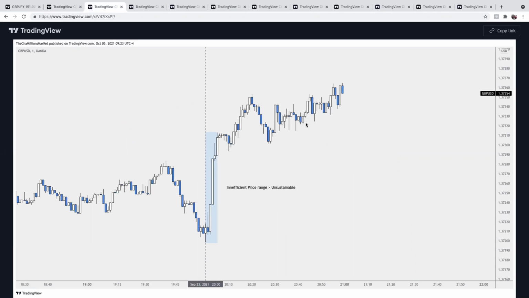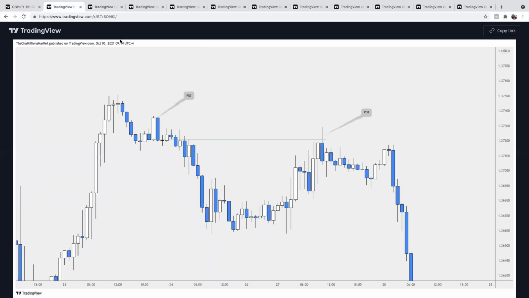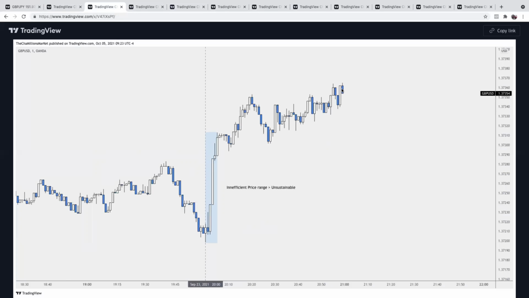One of the very first things I like to see in a supply or demand zone is I love to see inefficient price range, an unsustainable range that essentially came, in this case, where we had a full body candle, and the next candle goes back and pretty much purges that entire range, right?